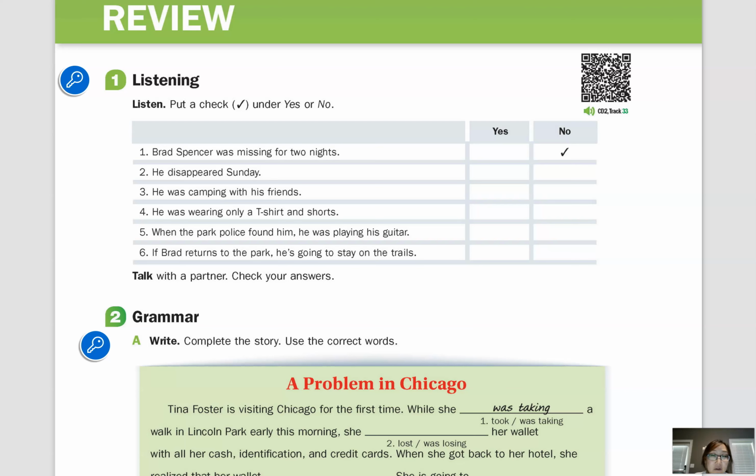So you might have noticed that there were several people talking because this is a report for a radio station. So you could say, Brad and Paula Spencer are talking with reporters. You could hear two voices actually. You could hear a male reporter and a female reporter.